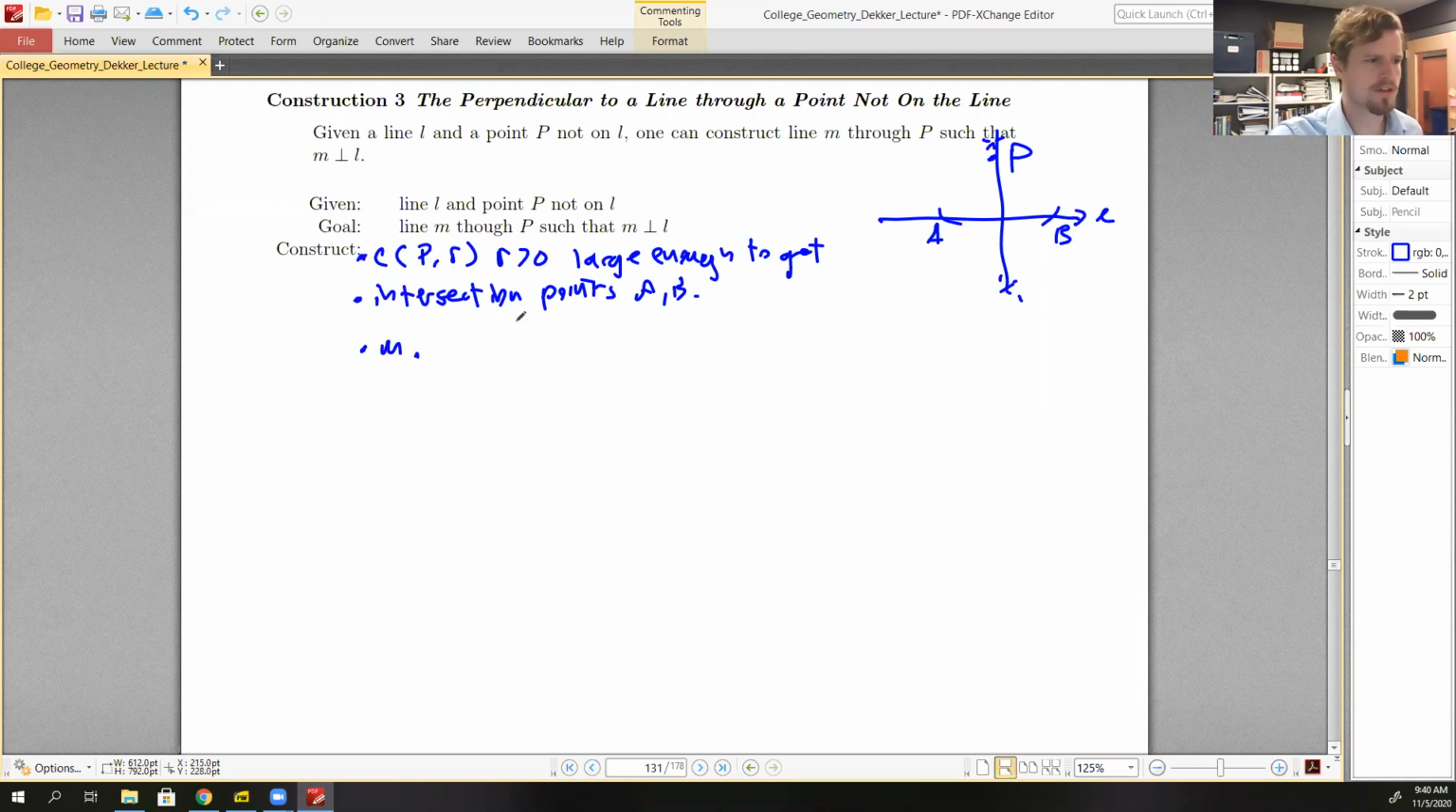Use the right notation here. The perpendicular bisector of AB. So that's all that we need to do here.